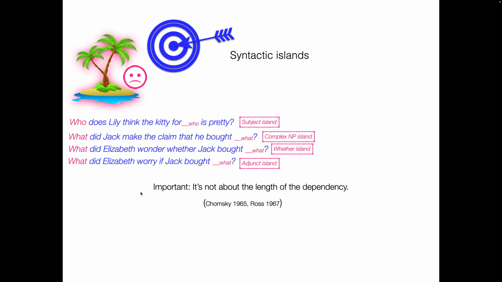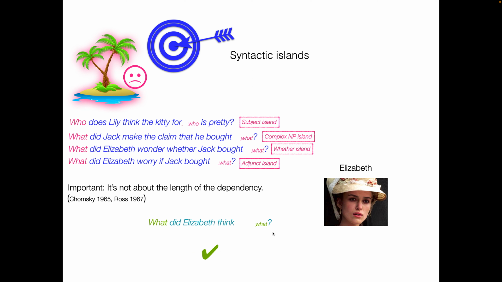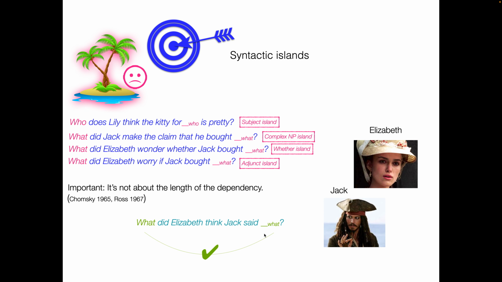And the important thing is it's not just about the length of the dependencies, because you might notice there's a lot of words here in between. Maybe it's just that you don't like long dependencies. Not necessarily, right? So we can say, what did Elizabeth think? We can make it longer. What did Elizabeth think that Jack said? And that's actually almost as long as most of these, and that's still pretty good.